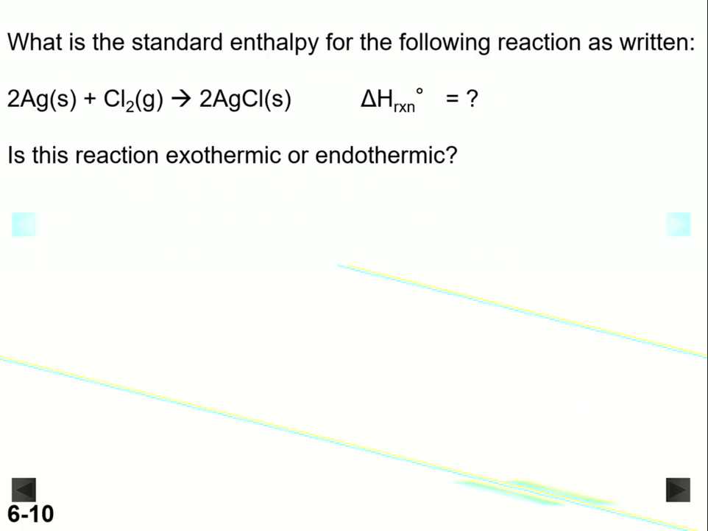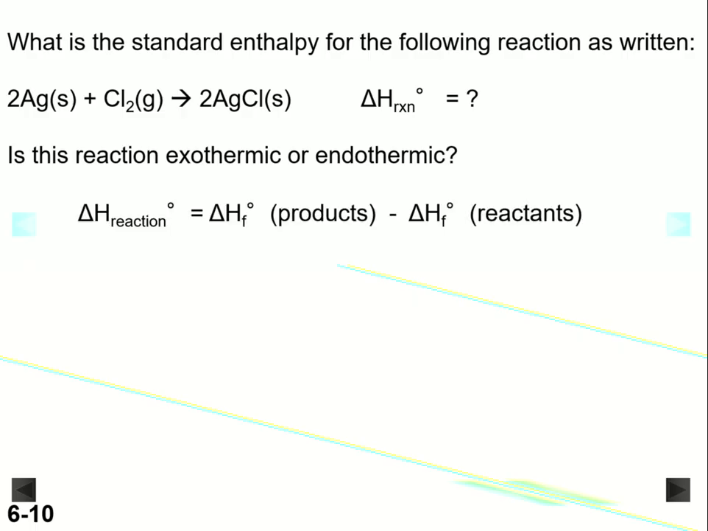Let's do another problem using this approach. What is the standard enthalpy for the following reaction as written? In this case, we take 2 moles of silver plus 1 mole of chlorine gas to produce 2 moles of silver chloride solid. What is the delta H for this reaction? And then, is the reaction exothermic or endothermic?